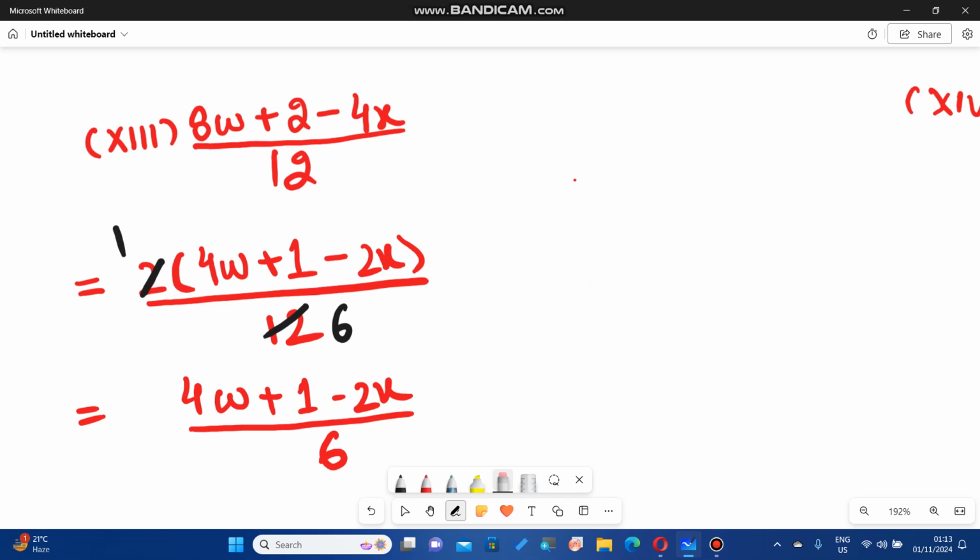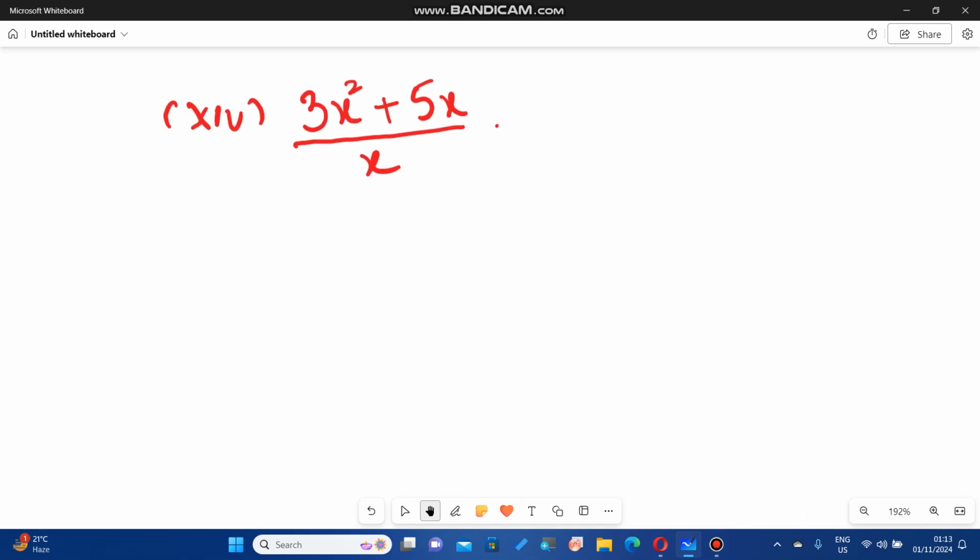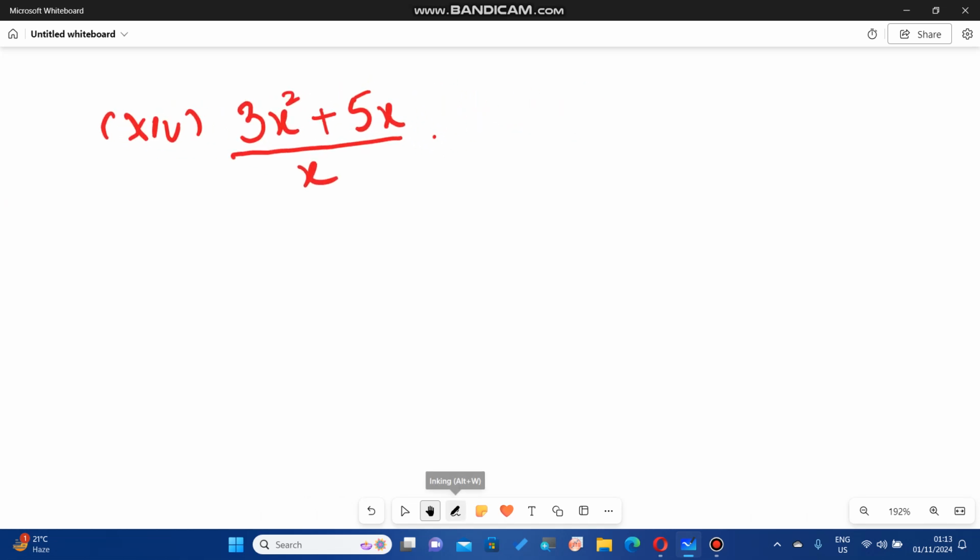Okay. Let's move on to the next question. We have 3x squared plus 5x divided by x. Alright. Can you add 3x squared to 5x? You cannot add 3x squared to 5x. You cannot simply add them together because this is x squared and this is x.